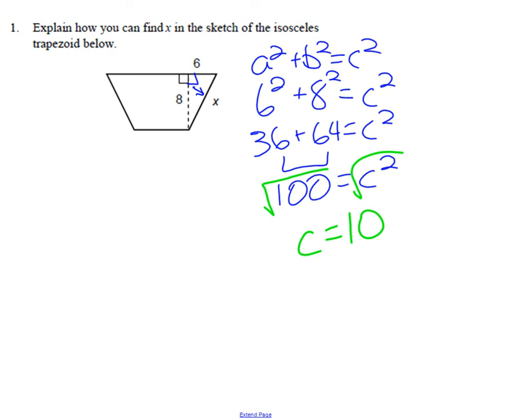How should we have known that without working it out? Because this is a 3, 4, 5 triangle, just multiplied by a scale factor of 2. Okay?